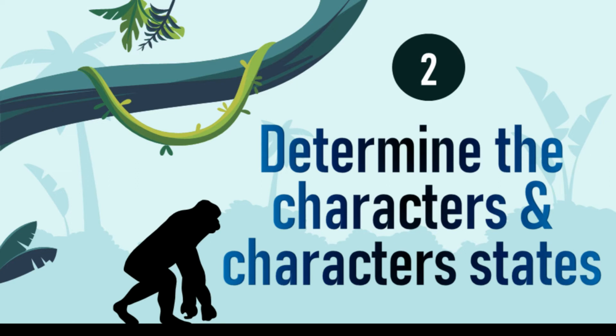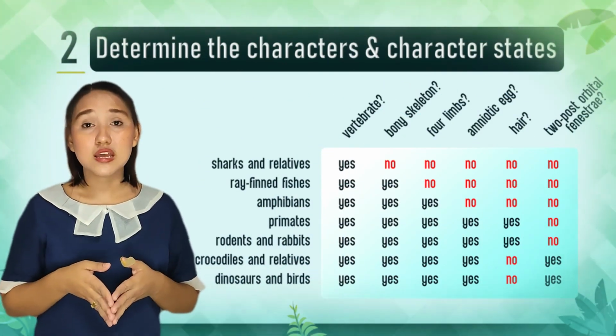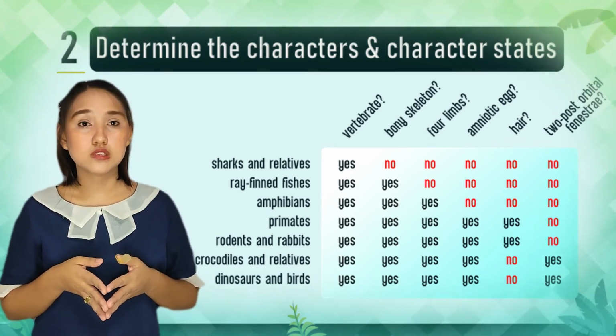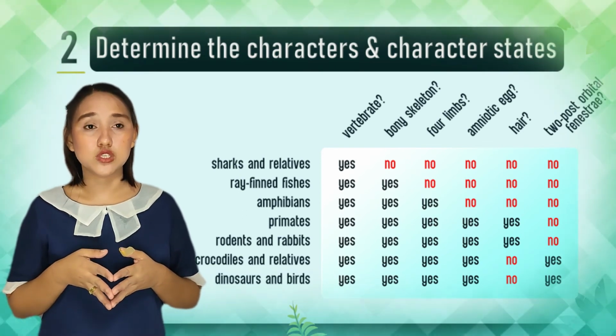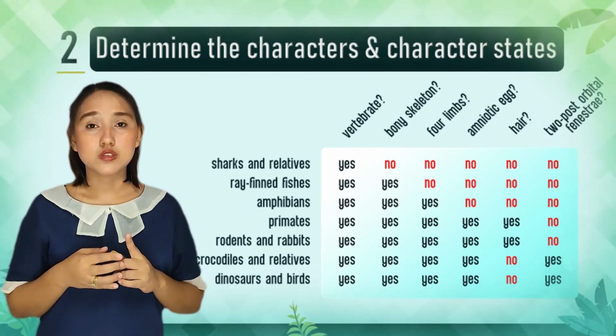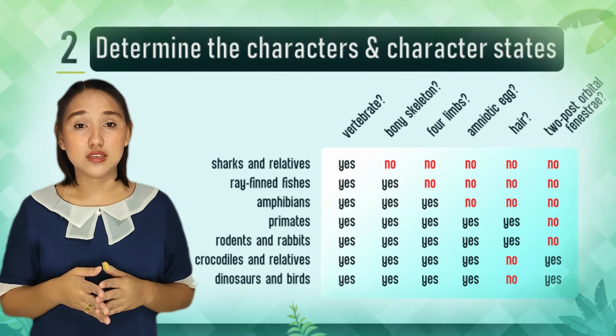Step 2. Determine the characters and characteristics. After studying the vertebrates, you select a set of traits, which seem to be homologous, and build the following data table to record your observation. Note that many relevant vertebrate characters are excluded from this example for the sake of simplicity.